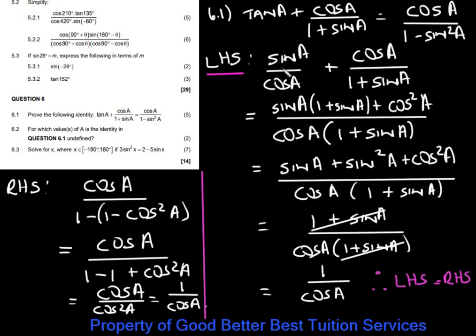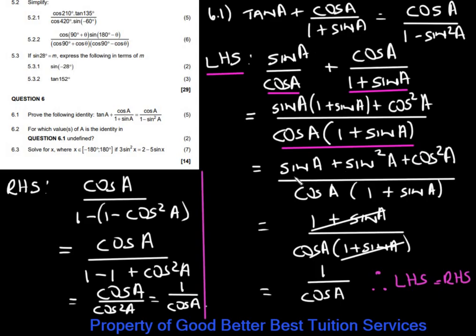Now whenever we have different denominators, we must know that we need to change to the LCM. And how are we going to find the LCM? In this case, what we are going to do is multiply the denominators together, and we have cos A times 1 plus sine A. And then what we need to do is change the numerator to accommodate the new denominator.